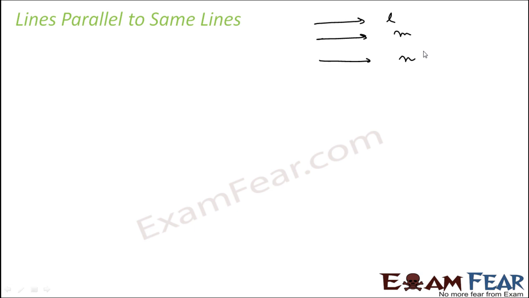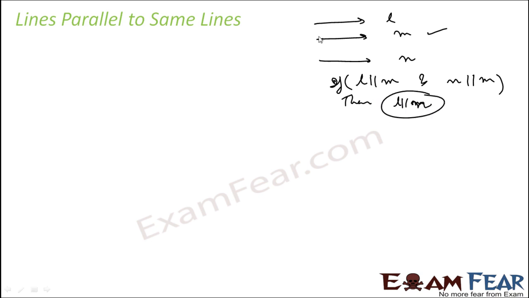If I say that L is parallel to M and N is also parallel to M, so in that case, if both are parallel, then I can say that L is also parallel to N. So if both the lines L and N are parallel to a common line, then both these lines L and N are also parallel to each other. That is what it says. So you have to prove it.